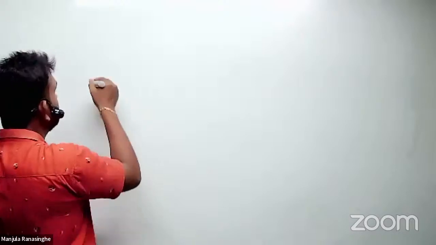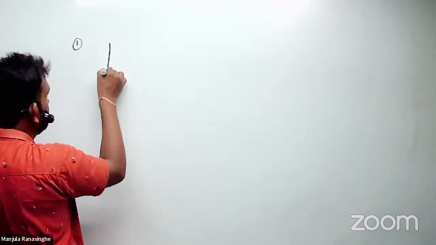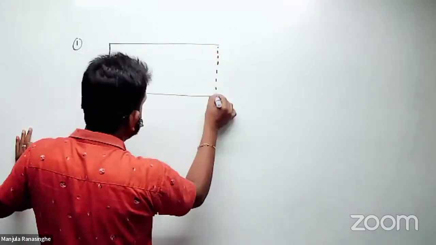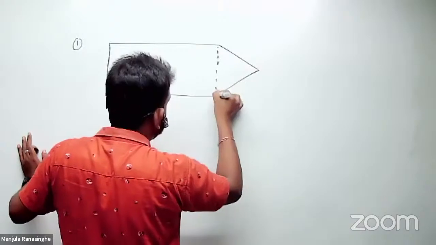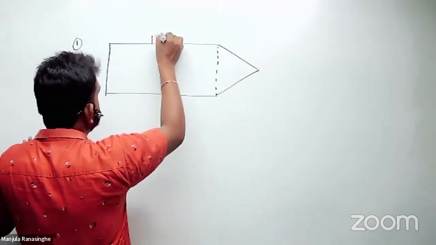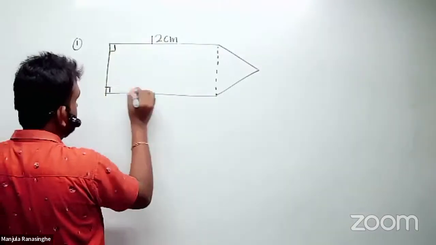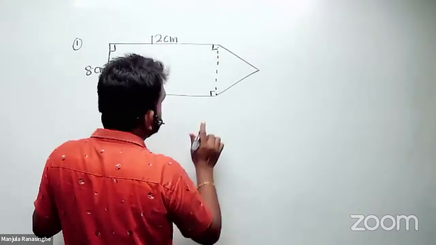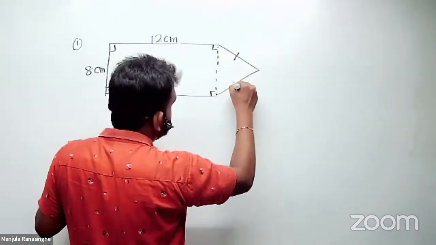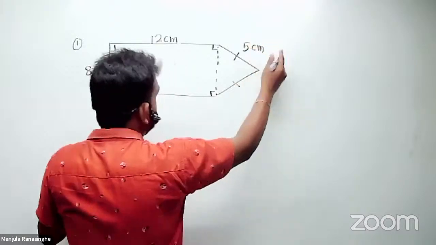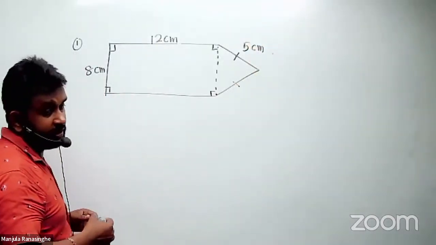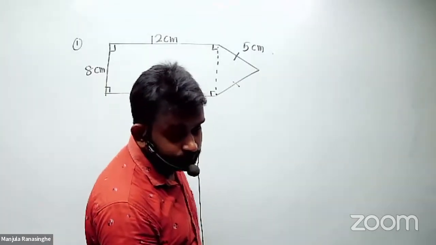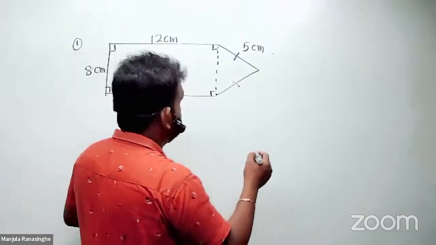Right. See there. First example. This is a rectangle. So I have mentioned the dotted line inside length. Here 12 centimeter and here 8 centimeter. Right. And here these two sides equal given and here 5 centimeter. Find the perimeter of this composite plane figure. Right. Draw this one. First example.